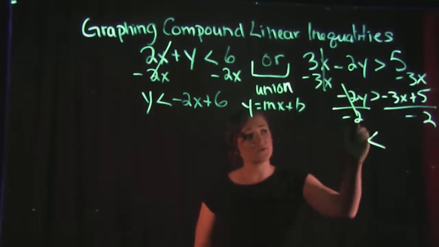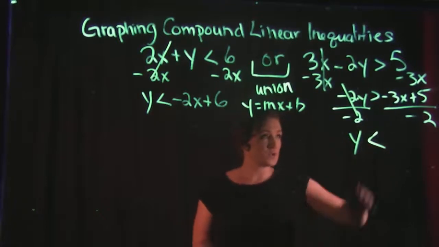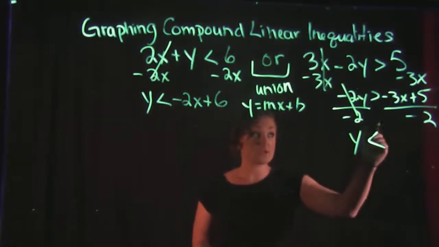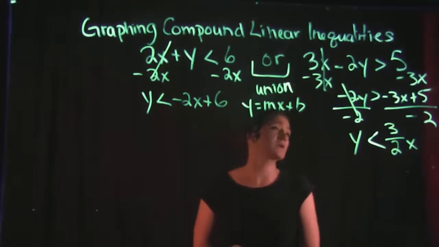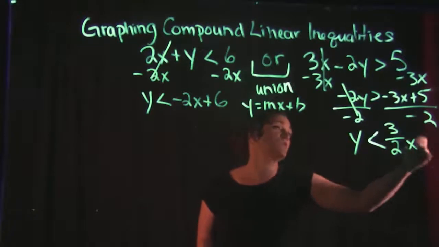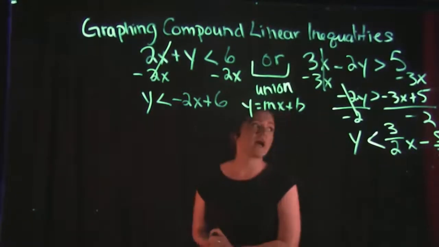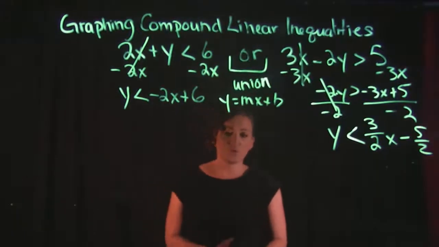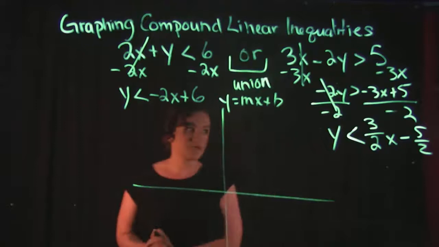Negative 2 over negative 2 cancels, leaving us with y. Negative 3 over negative 2, negative over negative cancels. Otherwise, 3 over 2 just gives us 3 over 2 x. And then back here we have a positive 5 over negative 2. Positive over negative is negative, and that's going to give me a negative 5 halves. So what I'm going to do is draw my graph here.